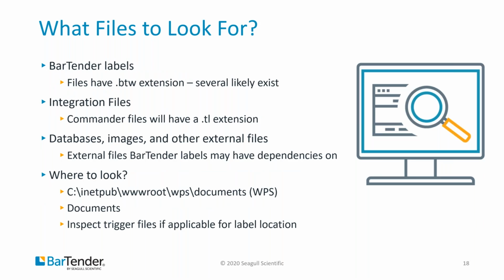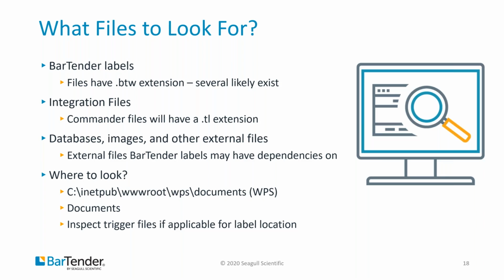So we'll want to assess what's going on both on the server and client sides and what files we're using. In the case of labels, these will be .btw extensions, and these might be located once again on the server, on the client, or in Librarian. These files contain all the settings such as our label sizes, the printers we're using, any database connections, our forms, VB scripting, etc.